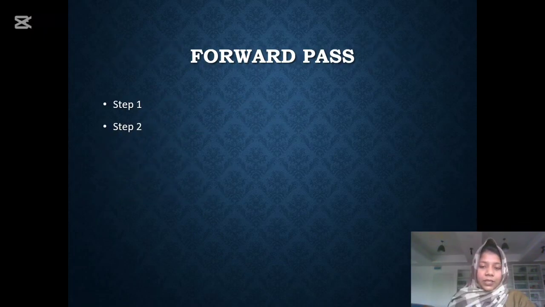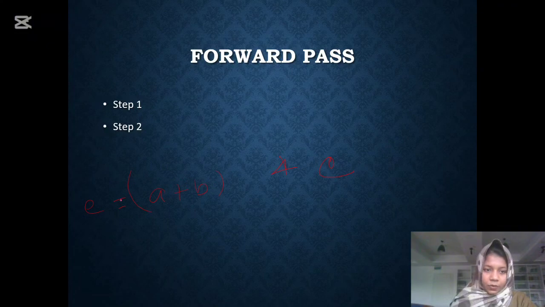Let me briefly mention the forward pass. In the forward pass, we only compute the output. We break the equation into two steps. So our equation was E equal (A plus B) multiplied by C. In the first step, it will be D equal A plus B. So the overall equation becomes E equal D multiplied by C. That's it. This is the forward pass step.